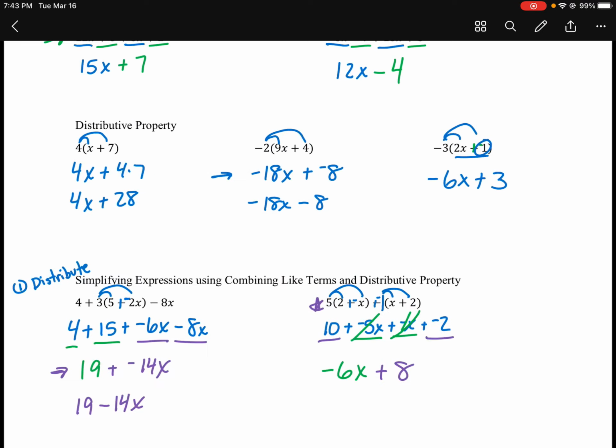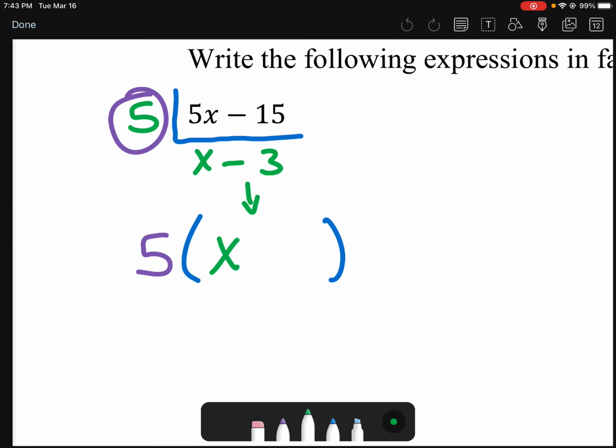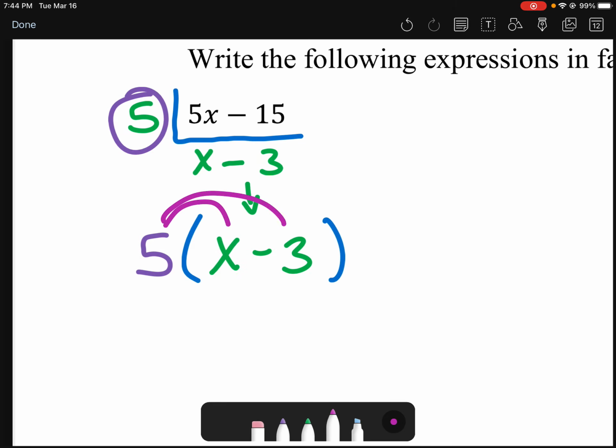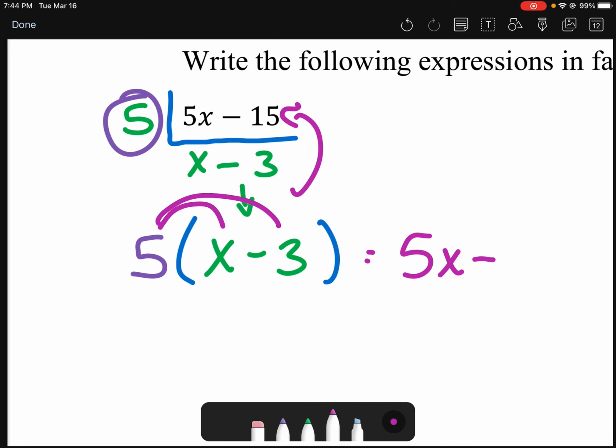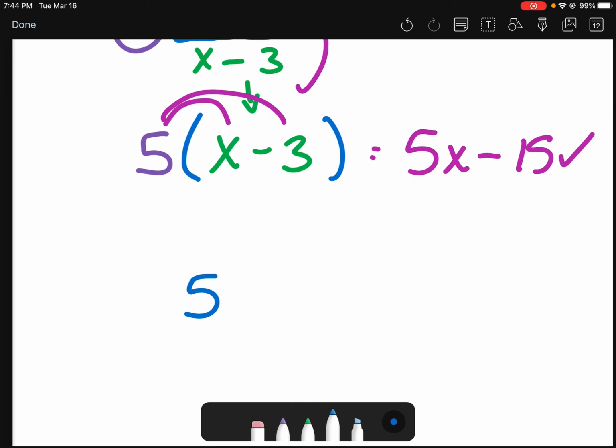X minus 3. And what I can do is I can check this. We can easily check this by taking this number, 5, and distribute back through. Do we get 5x minus 15? Well, let's see. We get 5 times x, or 5x, minus 5 times 3, which is 15. Yeah, we do. So my final answer here is 5 parentheses x minus 3.